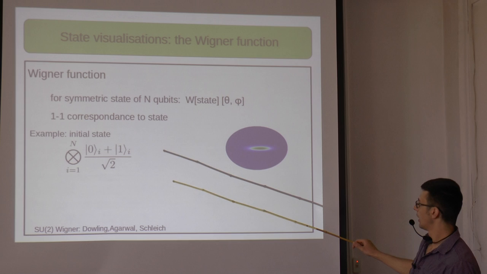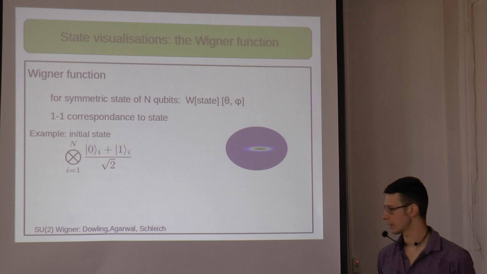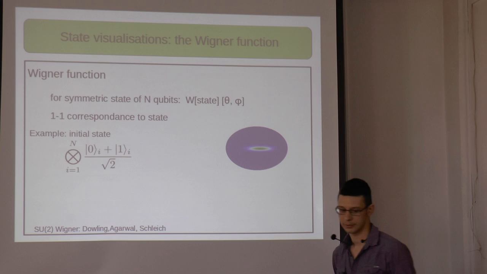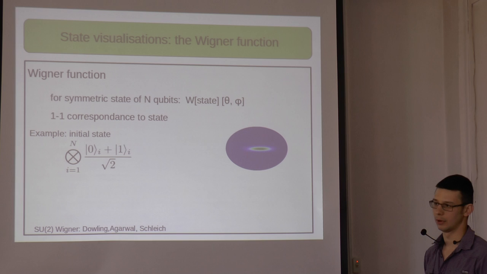It's a one-to-one correspondence to the state. So if you have the Wigner function, you can reconstruct the state. If you have the state, you can compute the Wigner function. This Wigner function for n qubits was introduced in the 90s by Agarwal, and then he had a paper with Dowling and Schleich. But I have not given you the formula because the formula is very long. It's a few lines of equations to define this Wigner function.